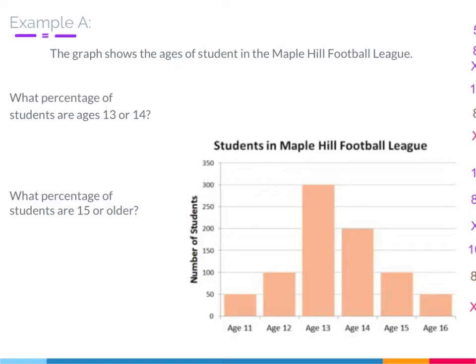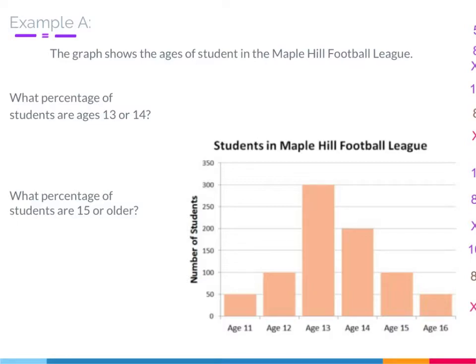Here we are at example A, and it says the graph shows the ages of students in Maple Hill Football League. And it has a couple questions for us. We've got a graph down there indicating the ages of the students in the football league. A couple questions start with what percentage of students are ages 13 to 14, and what percentage of students are 15 or older. So we're going to have to take a look at both problems right now, but let's take a look at our graph and start with the first one.